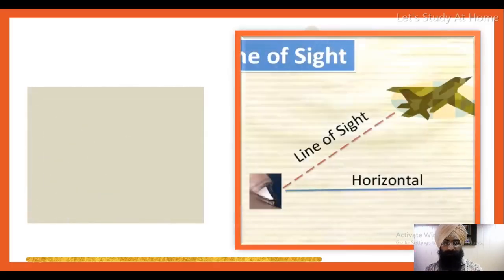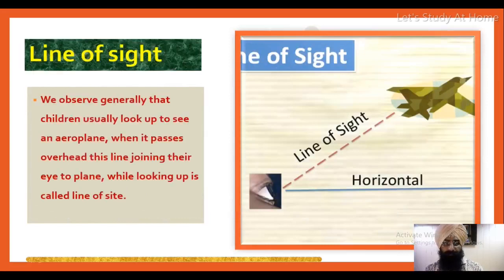Okay, next is line of sight. Okay ji, what is line of sight? This is the first thing you should know, because if you don't know about the line of sight, then you are unable to do applications of trigonometry. Okay, let's read. We observe generally that children usually look up to see an aeroplane when it passes overhead. The line joining their eye to the plane while looking up is called the line of sight.